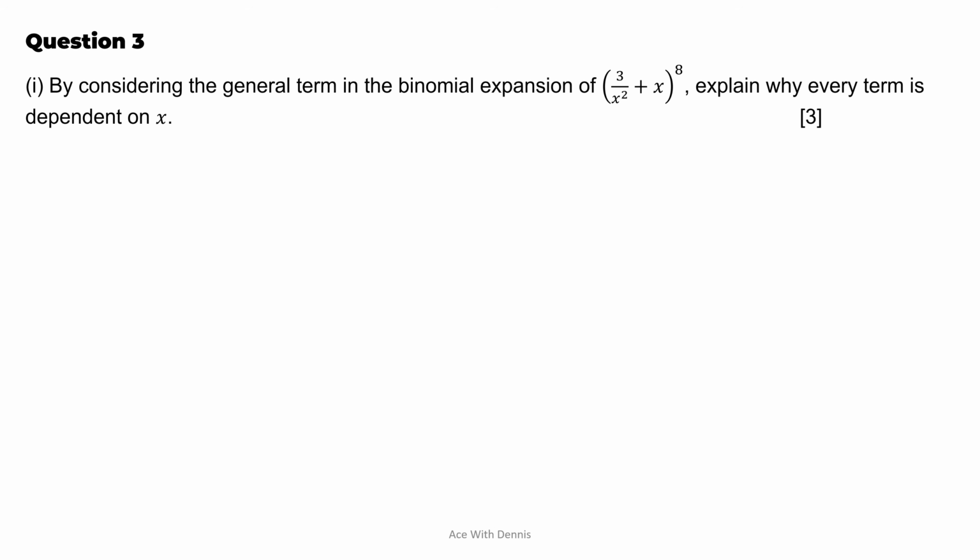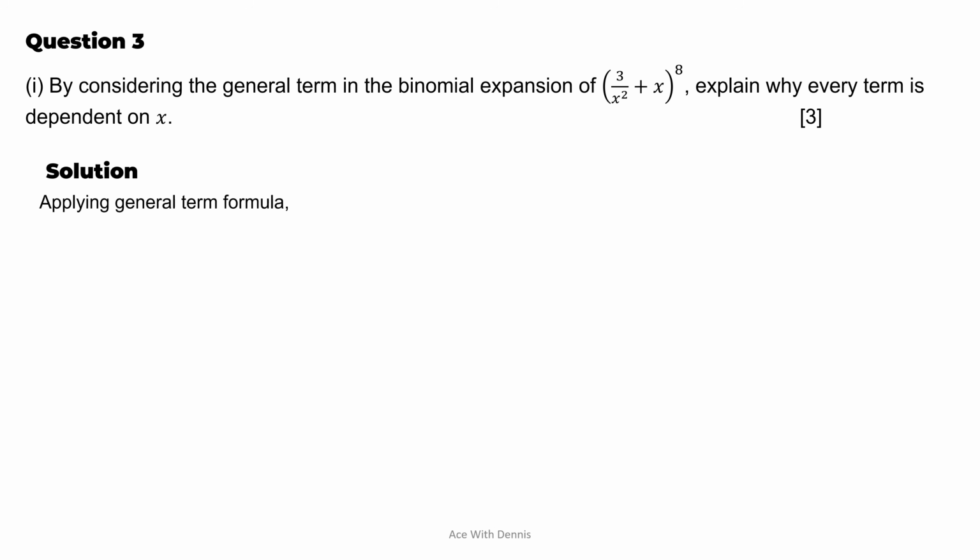Question 3, part 1. By considering the general term in the binomial expansion of (3/x² + x)^8, explain why every term is dependent on x. 3 marks. So here's the solution.